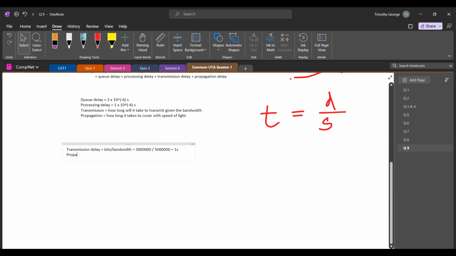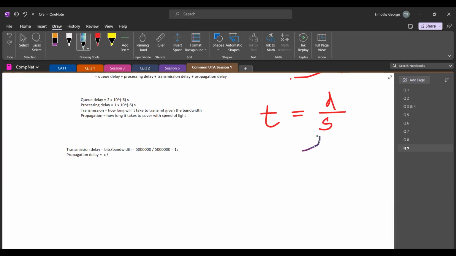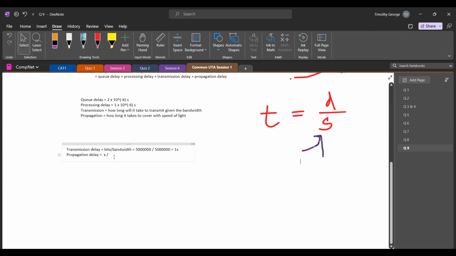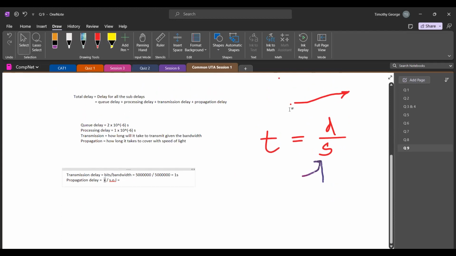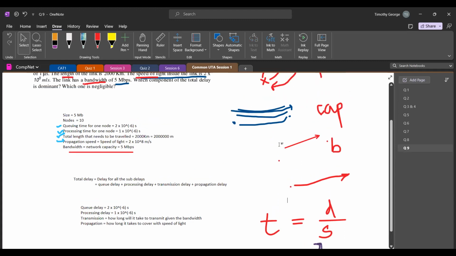Next, propagation delay. How long it takes to cover the speed of light. So you have something, and the denominator is the speed of light. So x divided by speed of light. What needs to travel at the speed of light? So what is traveling? If we have one network from one node to the other, how long does it take? You have 2 points. What is the distance between the two nodes?